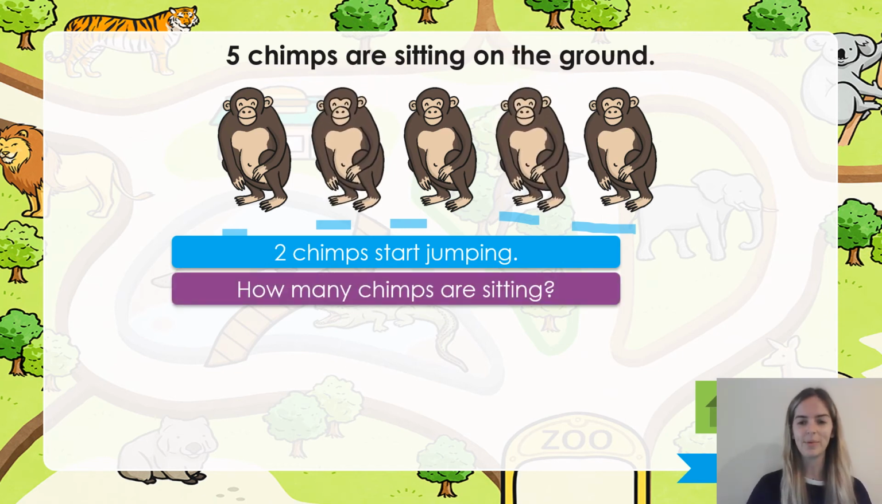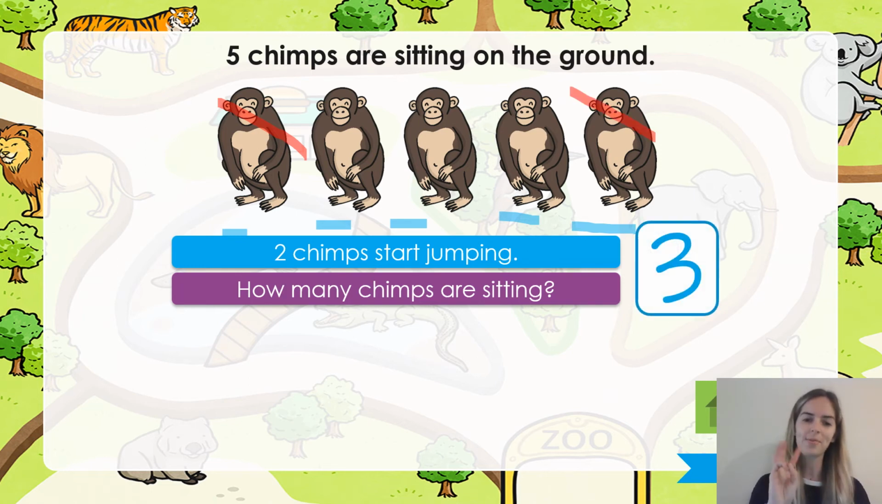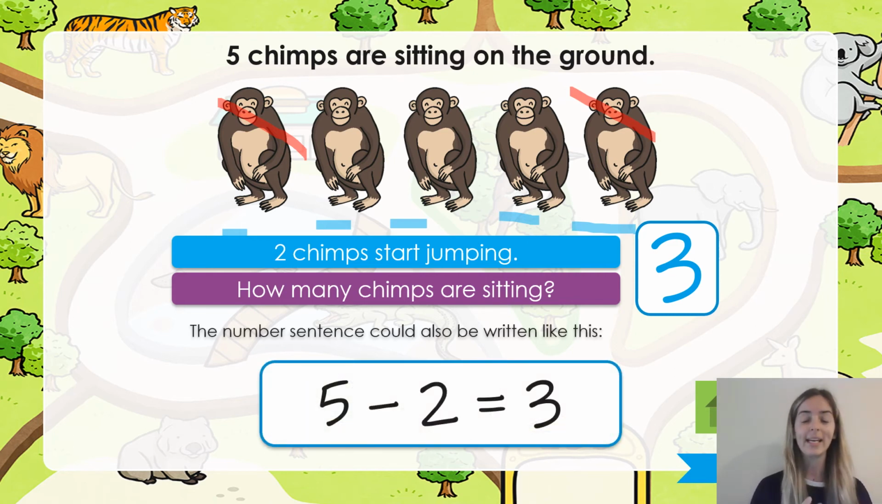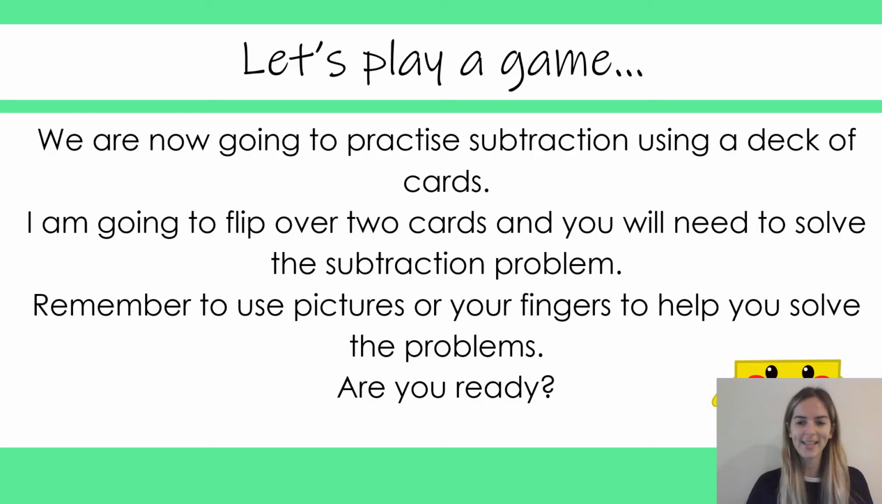How many chimps were sitting? Now I hope that you were able to cross out your 2. Let's do that. 1, 2, and we have 3 still sitting. We have 3 chimps sitting on the ground. And our number sentence looks like this. 5 take away 2 equals 3.